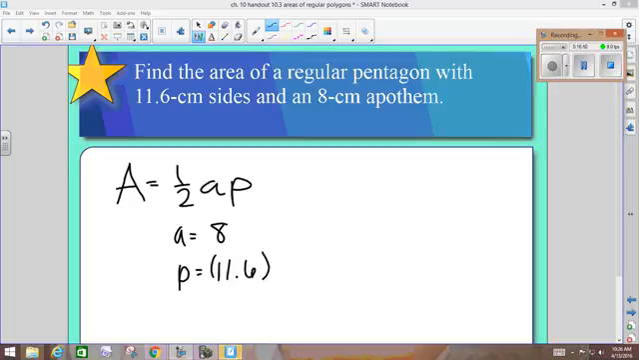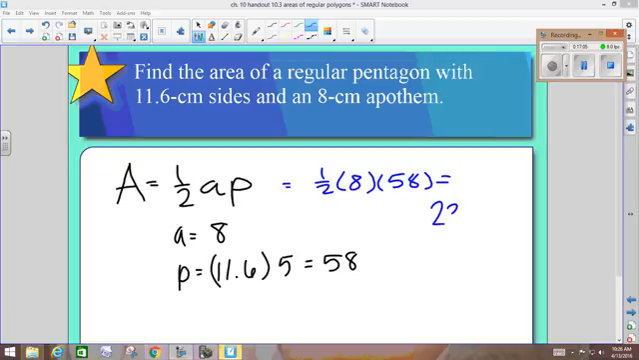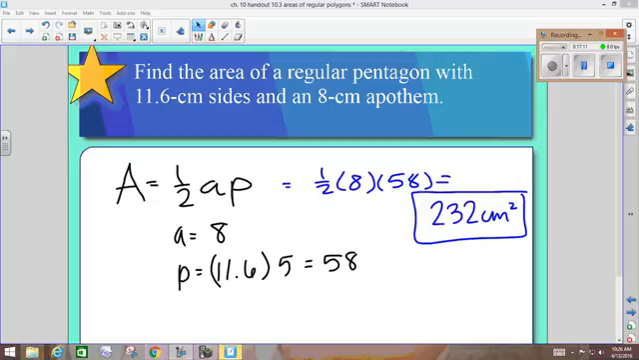Good. Side length is 11.6. Pentagons have 5 sides. You said 58. So your perimeter is 58. So then when you substitute it in, 1/2 8 times 58, Jack, what'd you end up getting? Centimeters squared. Because sometimes you have to do things on your own.